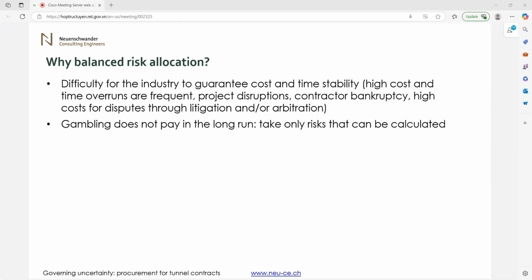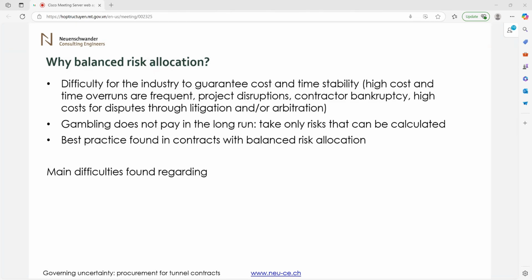Gambling is not the way you can contract a project. You can only take risks that can be calculated as a contractor. Next. Best practice in the past, and this is a statement that ITA has made already in the early 2000s, is found in contracts with balanced risk allocation. Now, the main difficulties are found regarding unsuitable procurement and contracting strategies. Next.